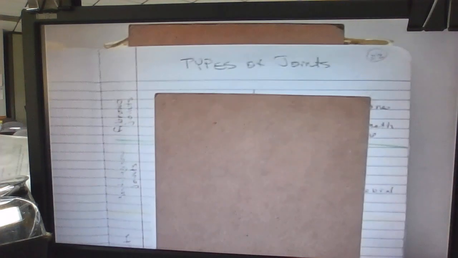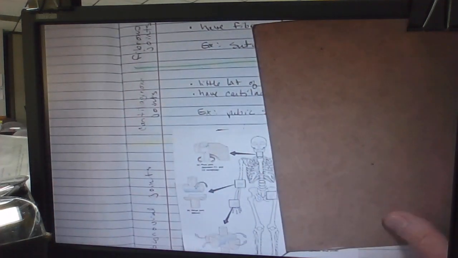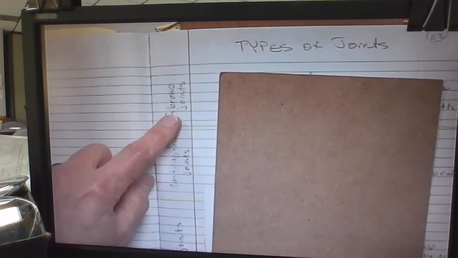So these notes will go into your HBS comp book. These are notes on the different types of joints. There are 3 different types of joints, and notice I divided it in half and talked about the first 2 on the top half, the third one on the bottom half, and we do have an insert that goes along with that. All right, so fibrous joints, cartilaginous joints, synovial joints.